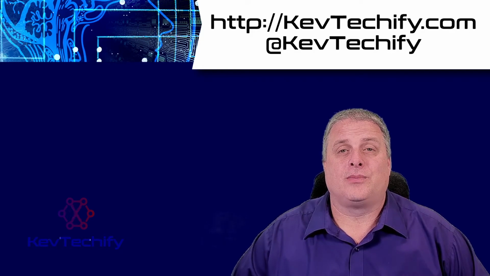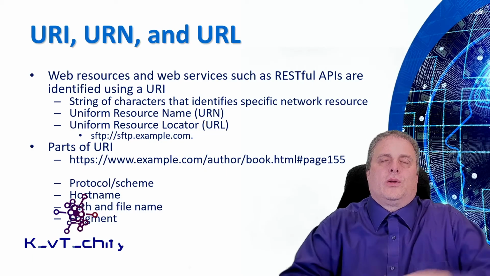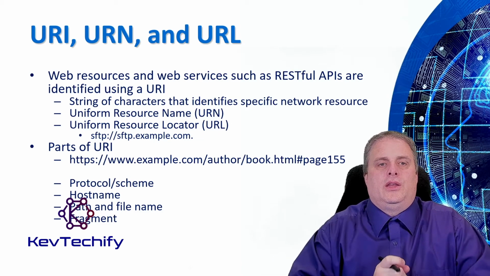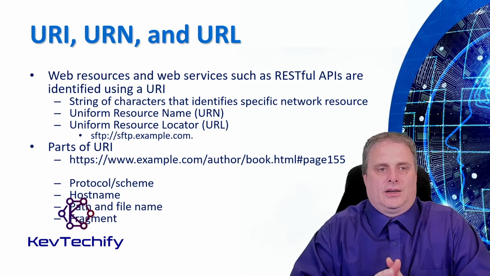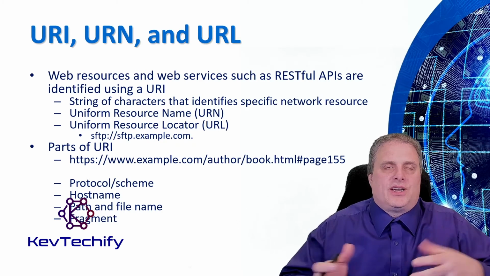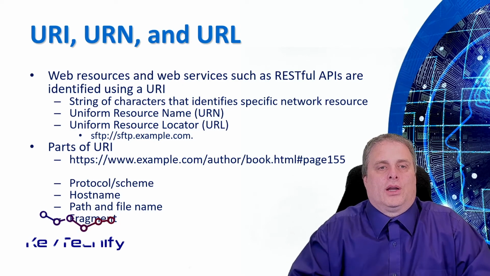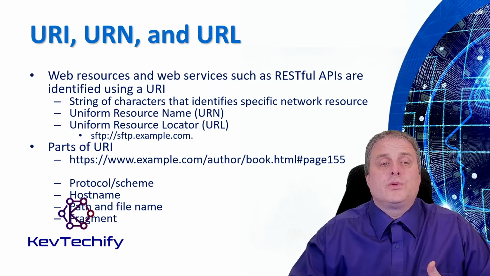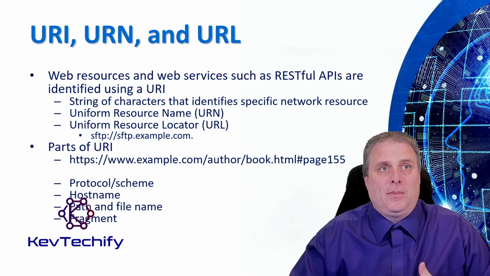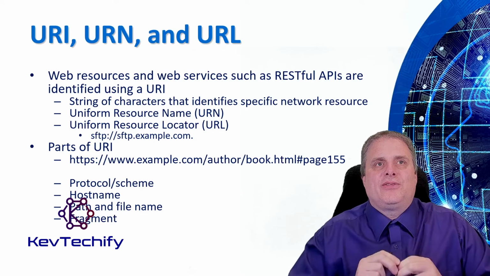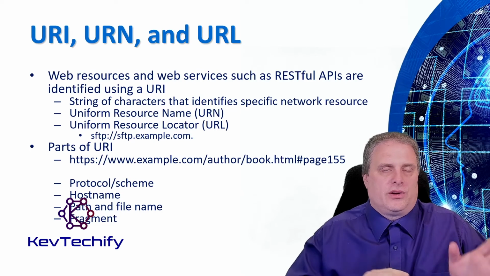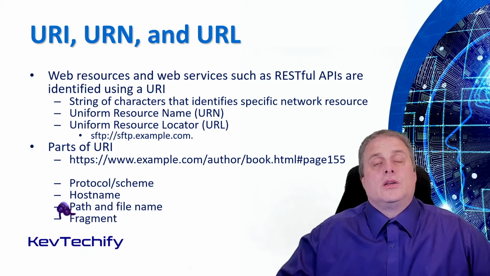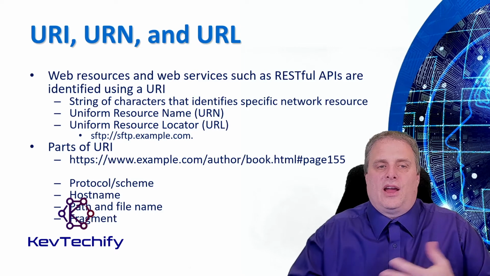When you work on the internet, web resources and web services are identified using a uniform resource identifier. Now, this is a string of characters that identifies specific resources on the network. There are two specializations of our URI. The first one is the Uniform Resource Name. What that is, it just identifies the namespace of the resource, the web page or the document, the image, whatever you're looking at, without reference to the protocol. So it's not saying it's HTTP or FTP.